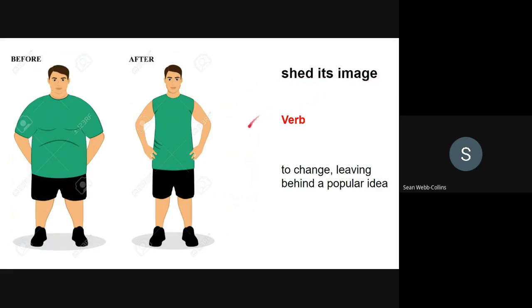Shed its image. Verb, to change, leaving behind a popular idea. For example, if you have a bad reputation, you should try to shed your image. Another example, when companies get bad PR, they try to shed their bad image by doing good deeds.